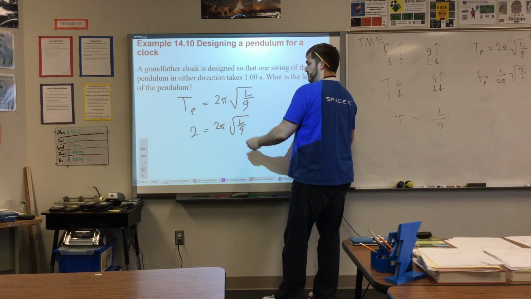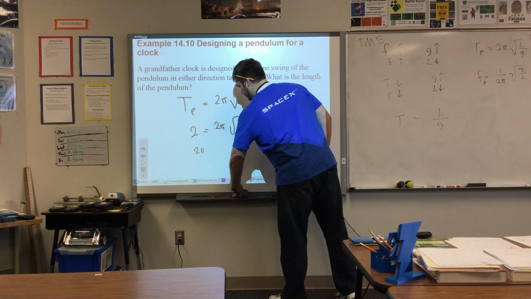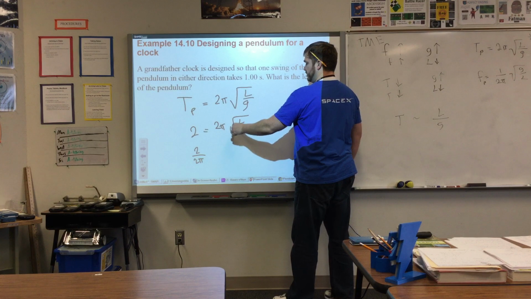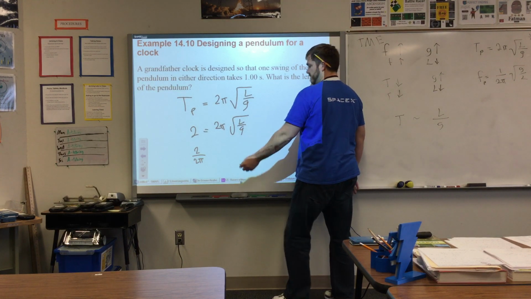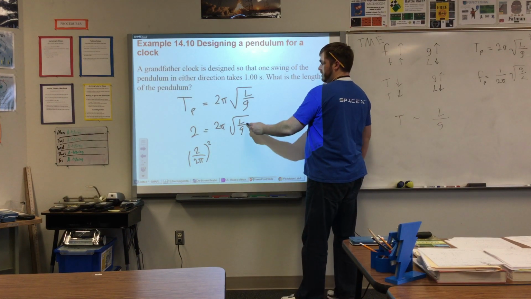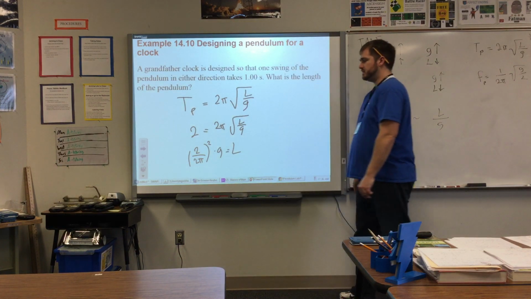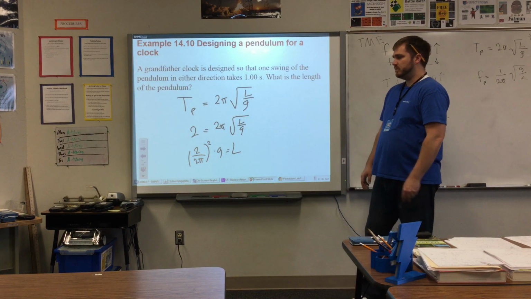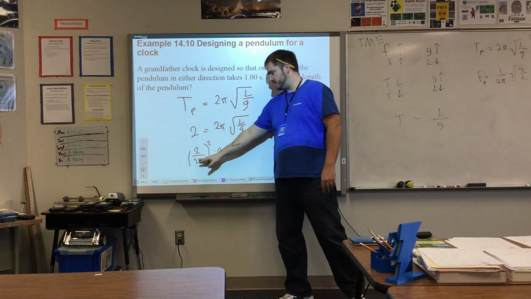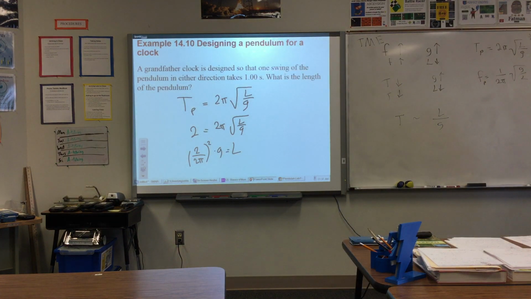They're just wanting us to solve for L. So we have 2 over 2 pi. Then we'll square both sides, and then multiply both sides by G. And that'll give us L. So while I take attendance, go ahead and take care of that. 2 divided by 2 pi. Now you want to make sure that's in parentheses, otherwise you're getting weird answers. Square it, multiply it by G. Tell me what you get here in 1 minute.